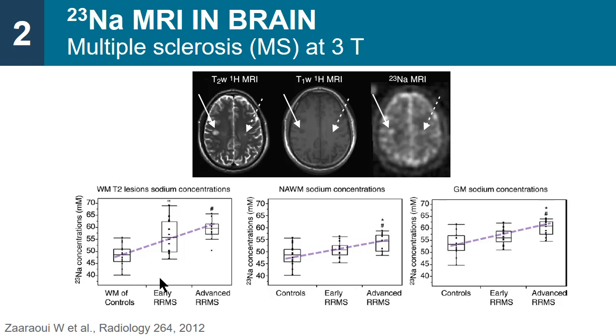And this is from Marseille, where they did some total sodium, so they don't quantify the intracellular, they just measure the full sodium. In a patient with multiple sclerosis, you can already see a trend of increase of sodium in lesions, in early relapsing-remitting MS or advanced, but not only in the lesions, even in the normal appearing white matter. So you don't see anything on proton, but you see a trend here.